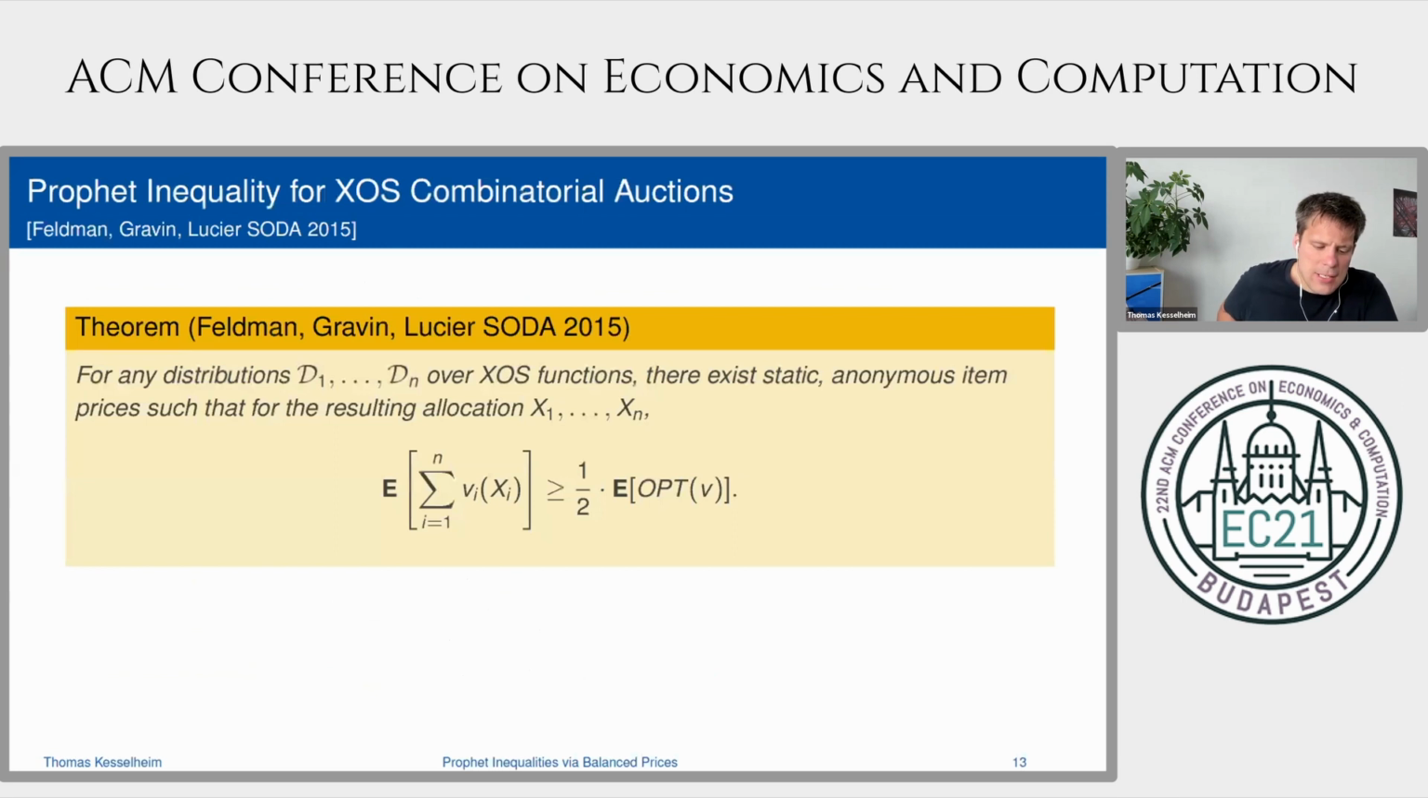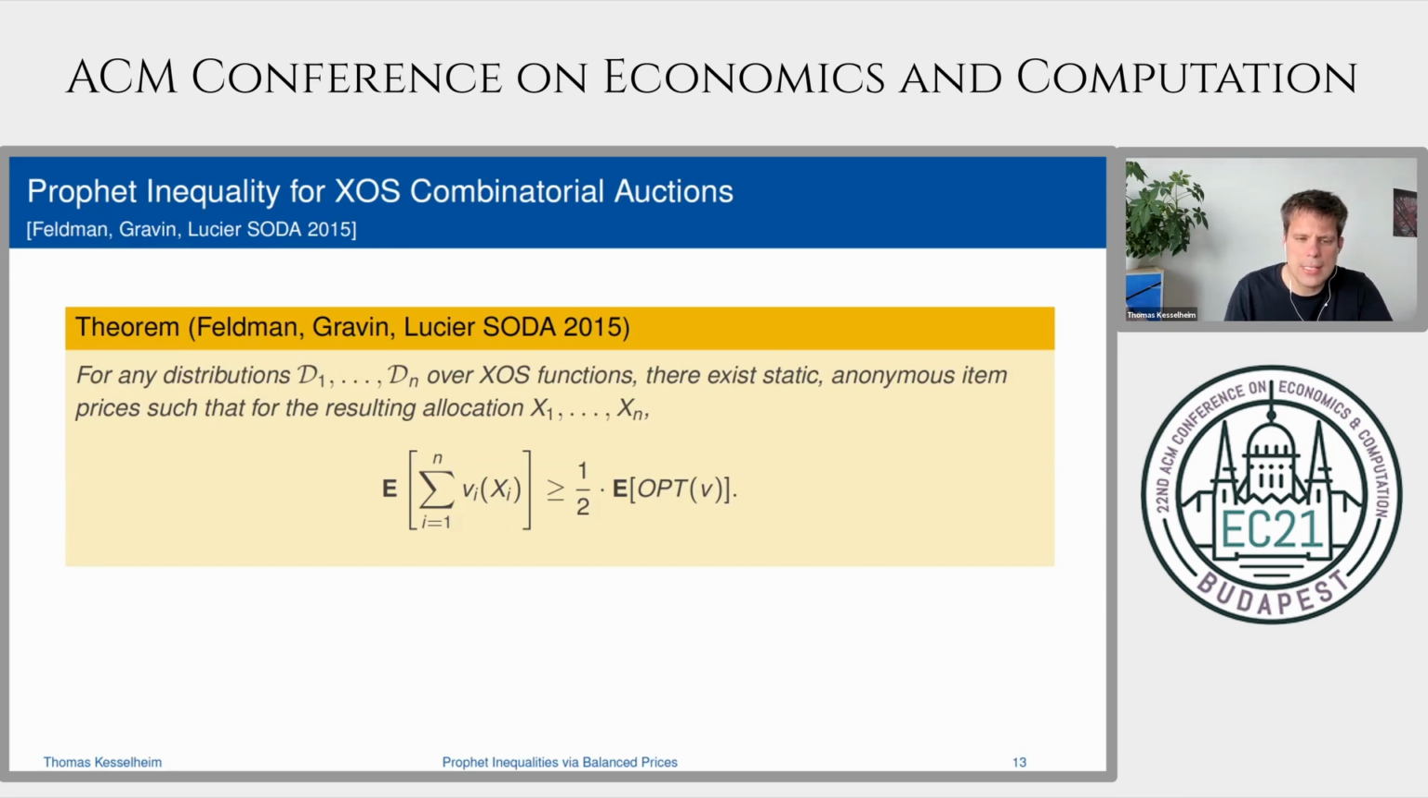And for these XOS functions, there's this fantastic result by Feldman, Gravin, and Lucier, which is the following. If we have any distributions over XOS functions, there exist static anonymous item prices such that the following is true. The allocation that we're achieving by each buyer just purchasing their preferred bundle of items based on these prices that we're computing, the expected social welfare of this allocation is at least half times the expected optimal social welfare.